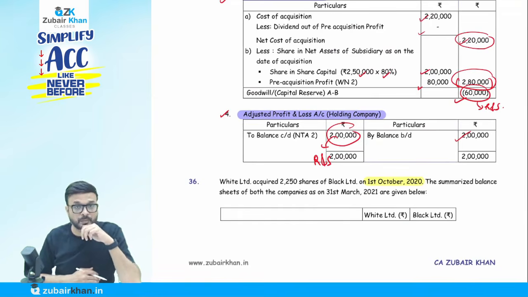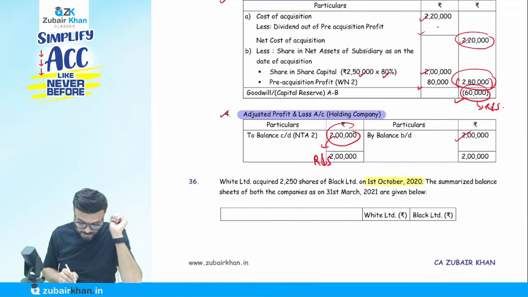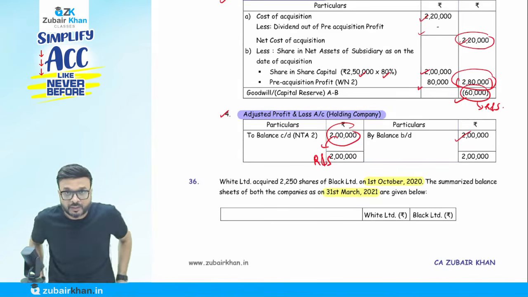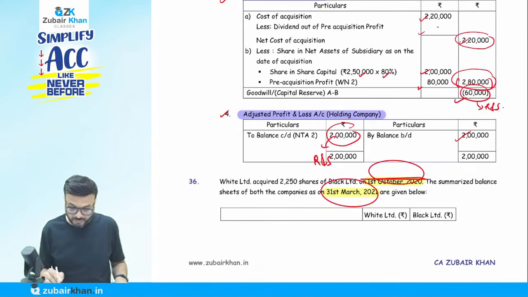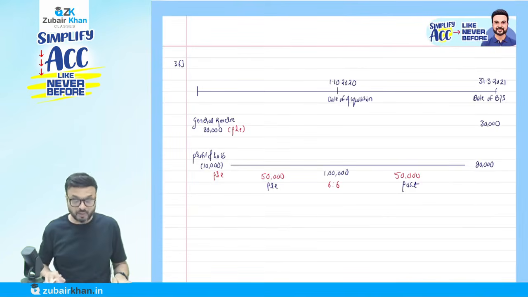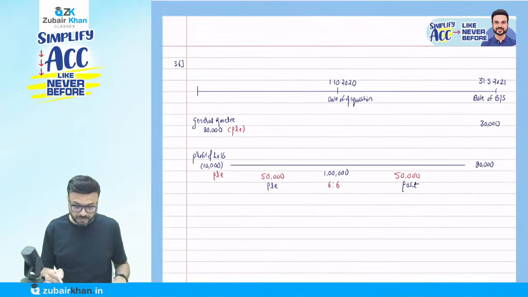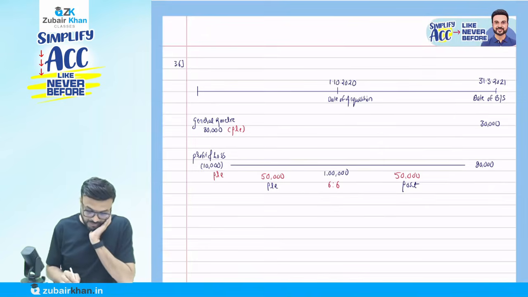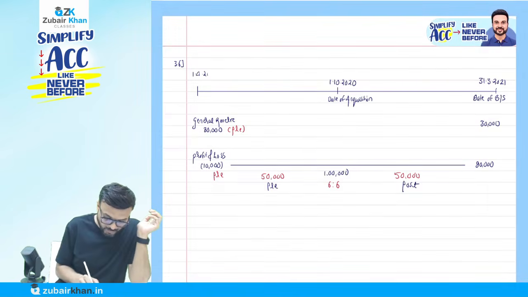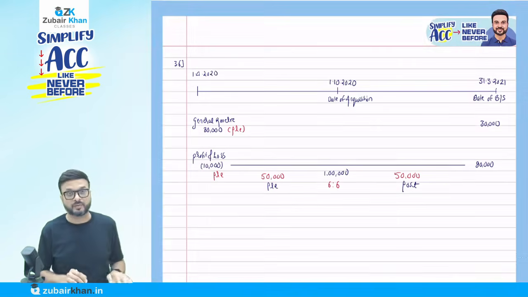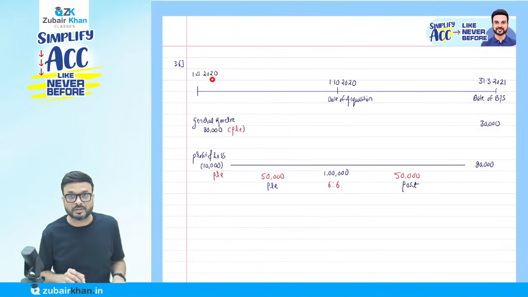The summarized balance sheet of both the companies as on 31st of March 2021 are given below. So the date of acquisition is 1st of October 2020 and the date of balance sheet is 31st March 21. So just first listen that here. Okay, you can pause the video and draw, this is important that here. Now year started on 1st of and on 31st of March 21. So obviously it started on 1st of April 2020. Okay, so listen carefully. Year started on 1st of April 2020, which ends on 31st of March 2021. This is date of balance sheet.